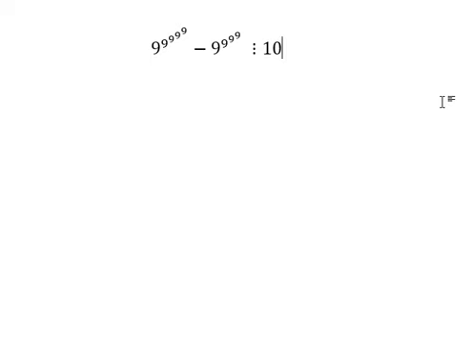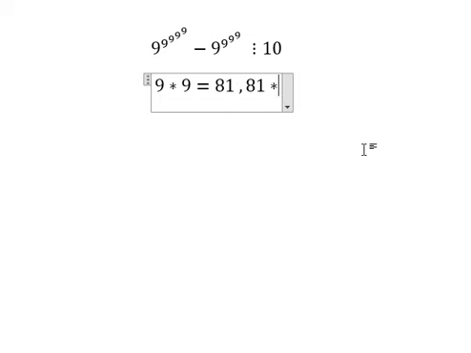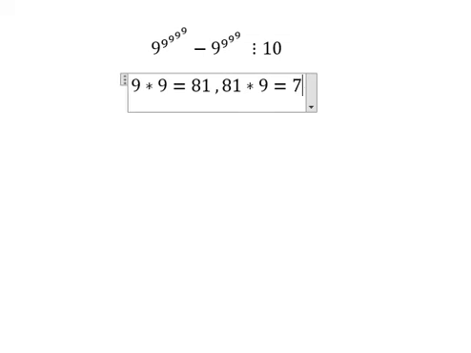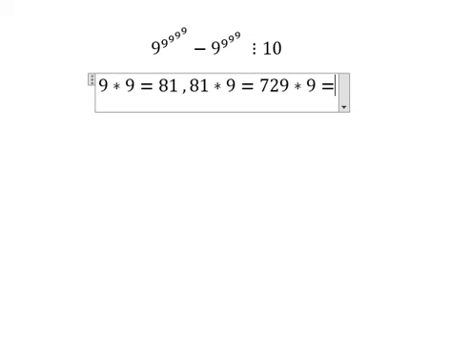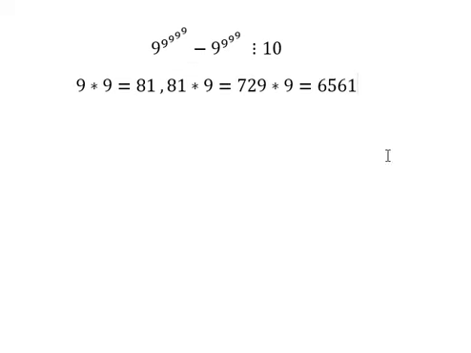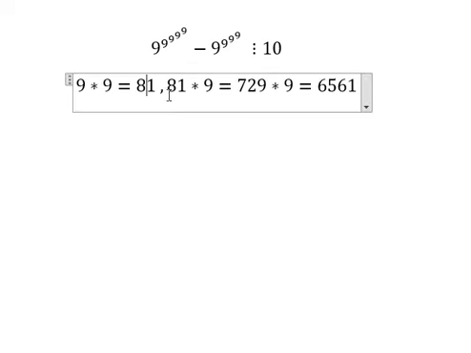So today I will show you how to prove this. We know that 9 multiplied by 9 is 81. Then 81 multiplied by 9 is 729. And then multiplied by 9 again, we get 6,561. So we can see that the last digits repeat: 9, then they go back to 1.